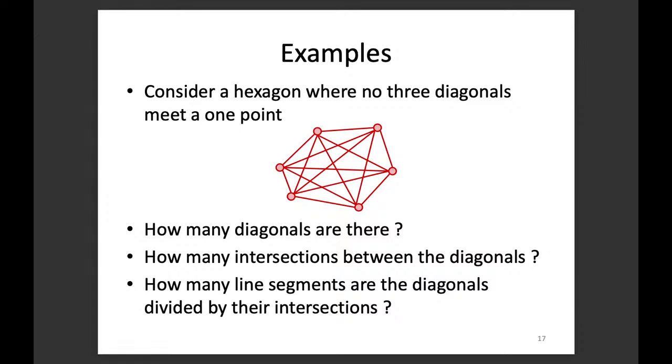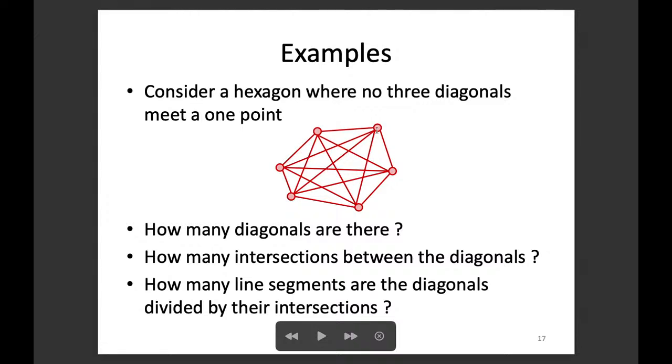And finally, this is the hardest question. So we want to find out how many line segments there are when these diagonals are formed. The line segments will be formed when we consider the intersections between the diagonals. So for instance, originally this is a single diagonal, but because of these intersections, this whole diagonal is separated into 5 little parts. So 5 line segments. So this one part, another one, another one, another one, and then another one.